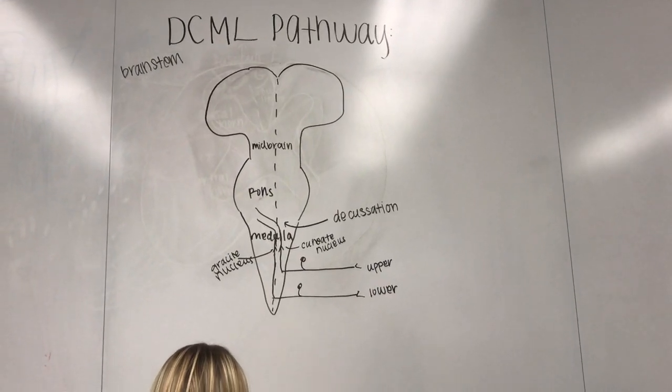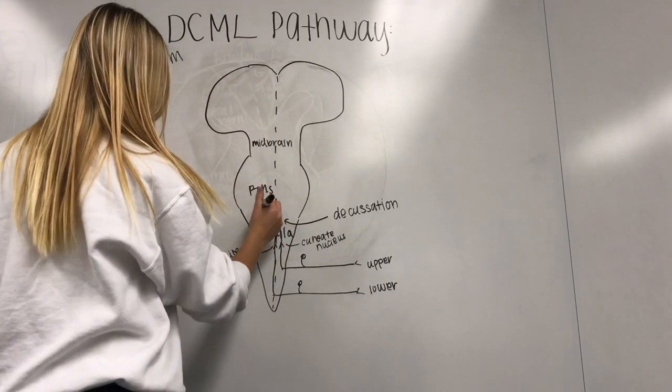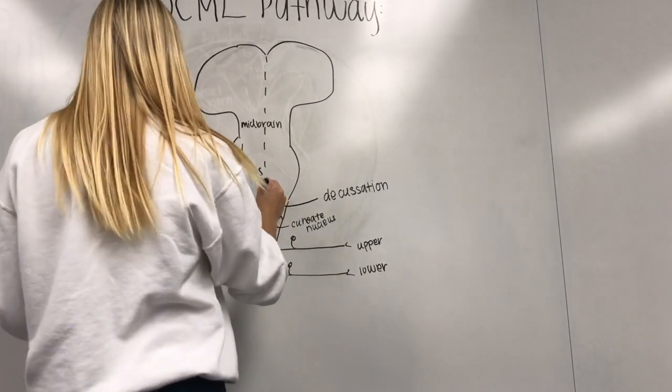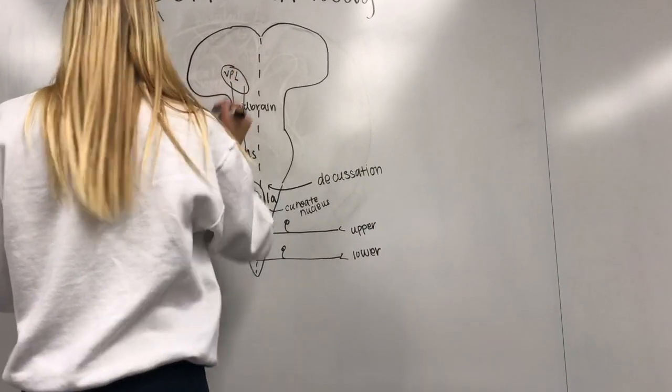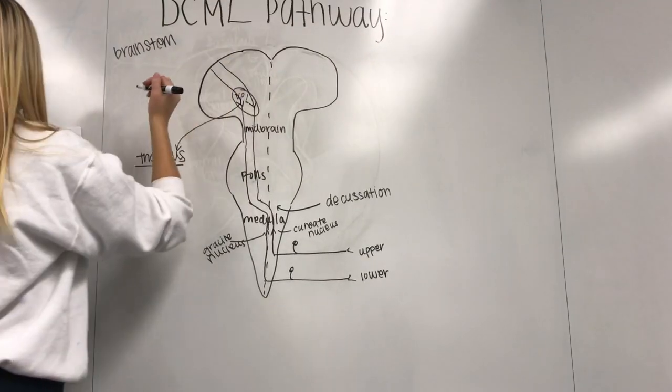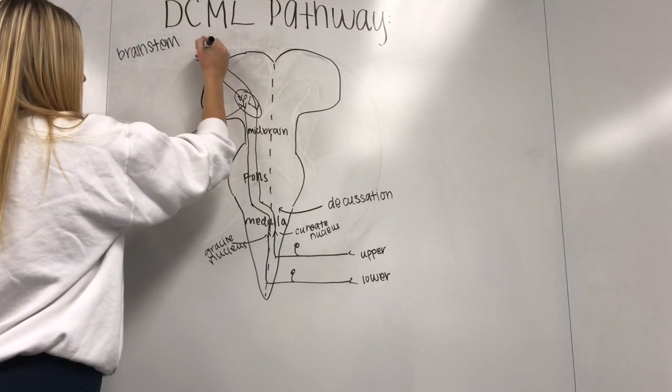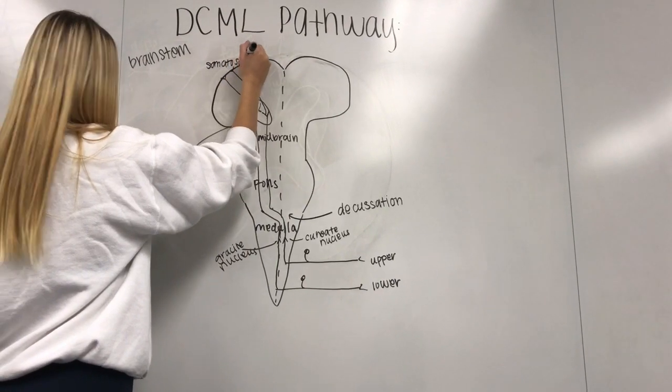Alright, there they are. Then the pathways travel up through the pons, through the midbrain, and end up in the thalamus, in the ventral posterolateral nucleus. And from there they end up in the postcentral gyrus.